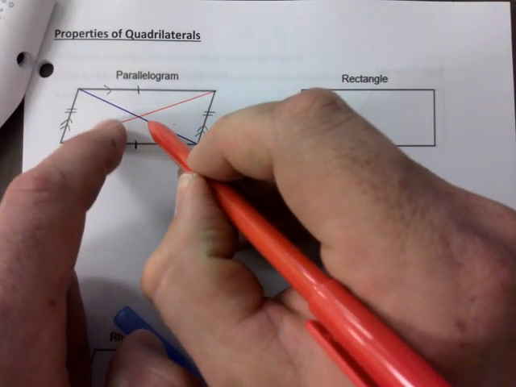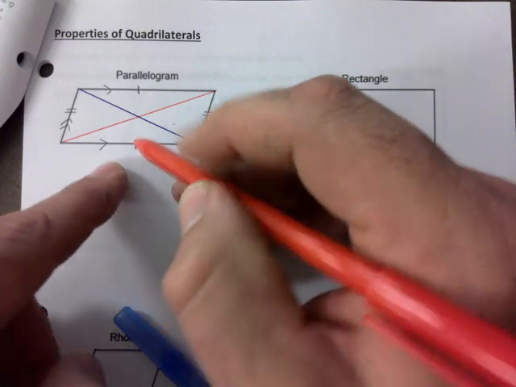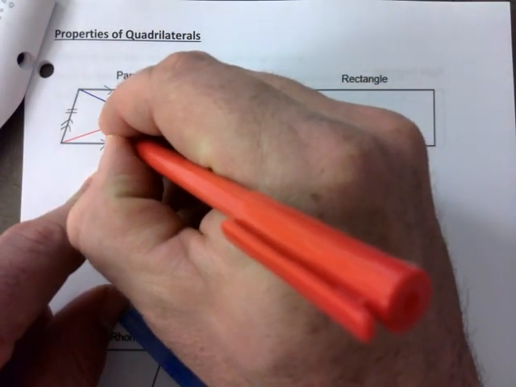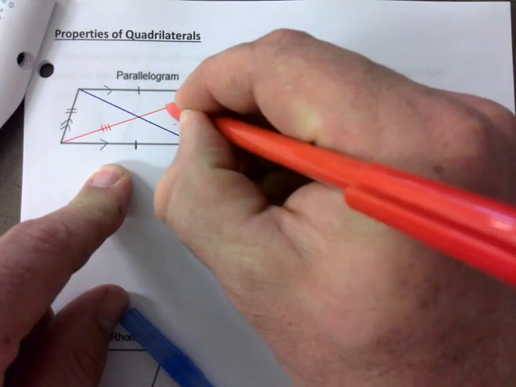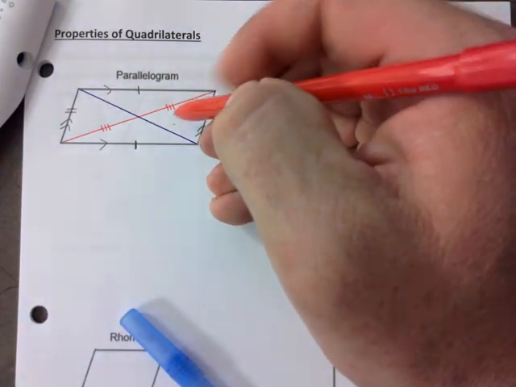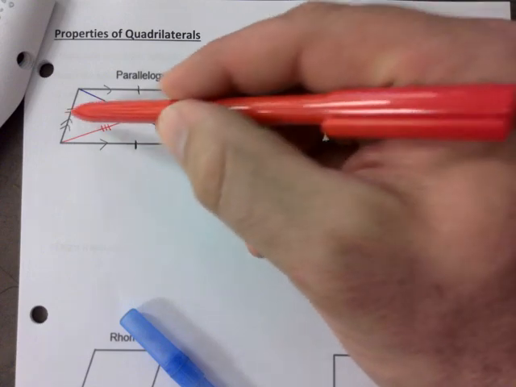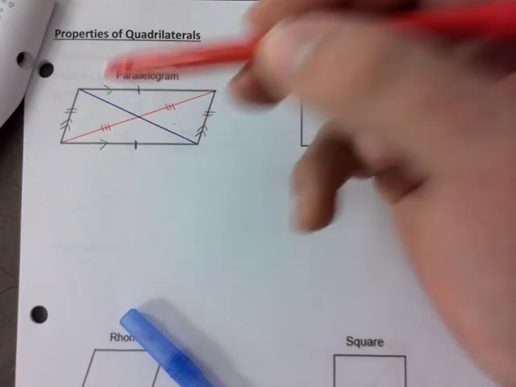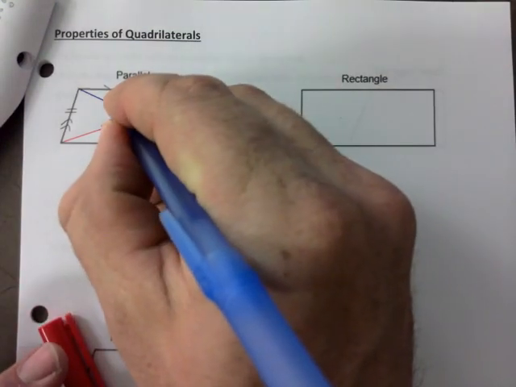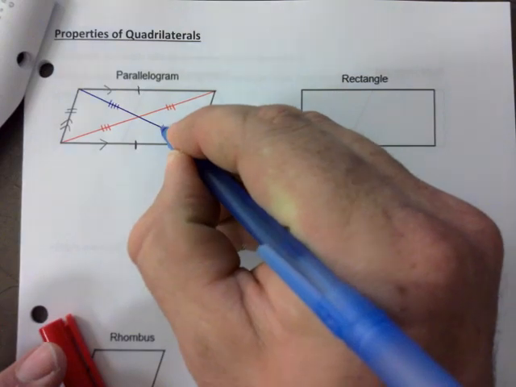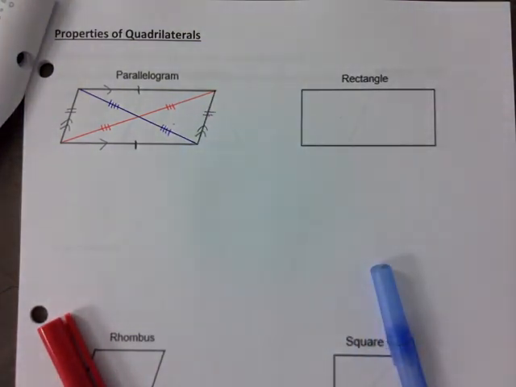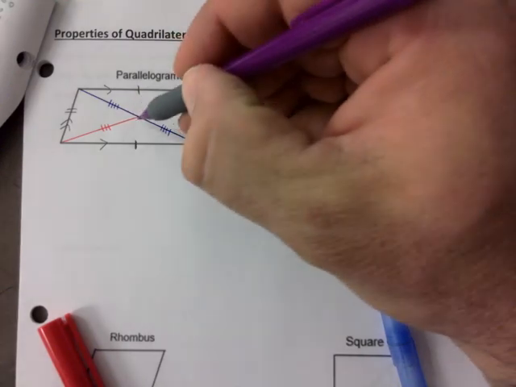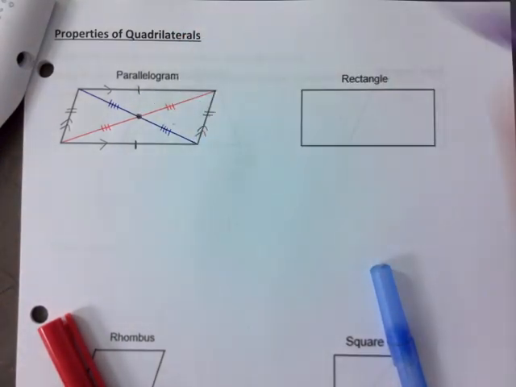We know that these lines cut each other in half. So this would be 1, 2, 3, and this would be 1, 2, 3. Why are you using 3, Mr. Erickson? Because I already used up 1 and 2. Now I'm saying that this stretch is the same as that one, and I have to use 4. 1, 2, 3, 4. 1, 2, 3, 4. So they cut each other in half. You may put a point down here if you want.